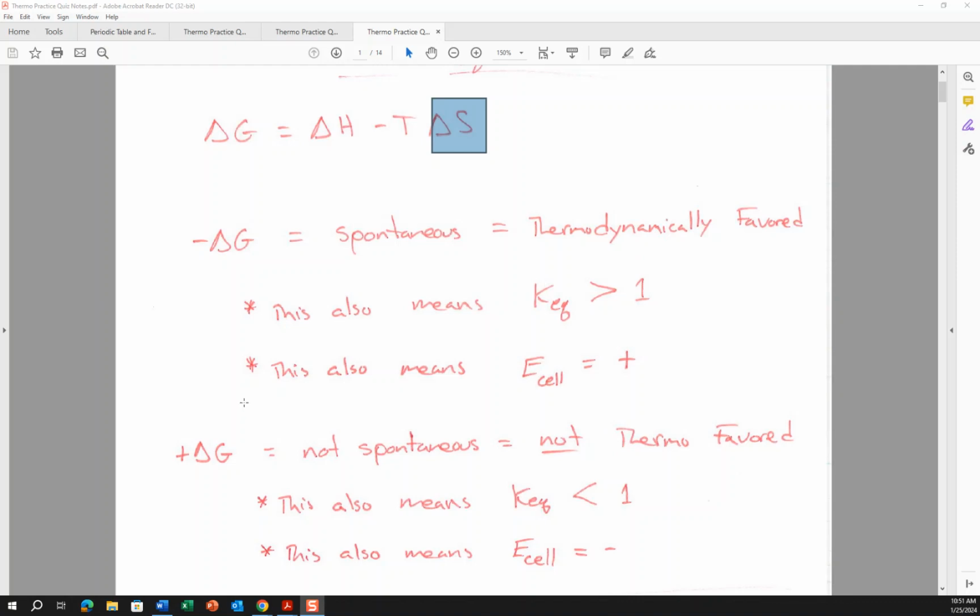Okay. But if you have a negative combo, the sign of delta G is going to depend on the temperature. And if you have a positive delta H, delta S combo, the sign of delta G is going to depend on the temperature, okay?